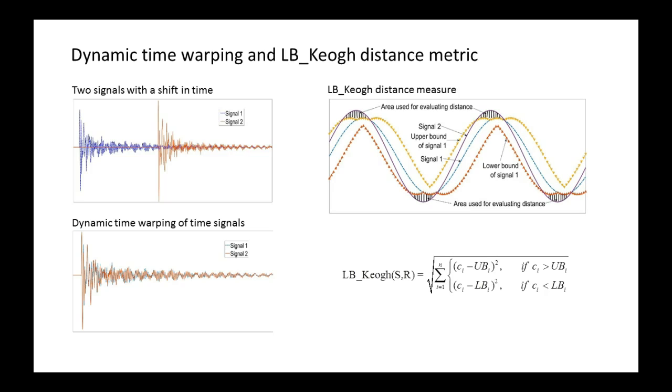The KL distance measure finds the distance between signal 1 and signal 2. It actually measures the distance between signal 2, the changed signal, and the upper bound or lower bound of signal 1. So it captures the area in these portions. For the upper part, if signal 2 is higher than the upper bound of signal 1, that portion is considered. For the lower part, if signal 2 is lower than the lower bound of signal 1, only that portion is considered for the distance. We add all these areas to find the total distance.